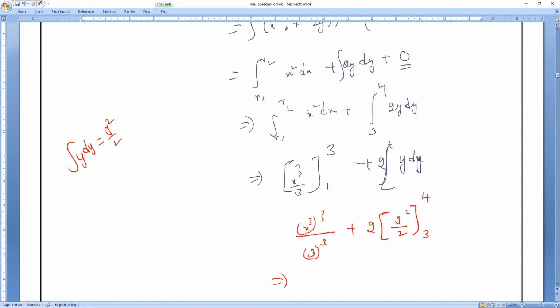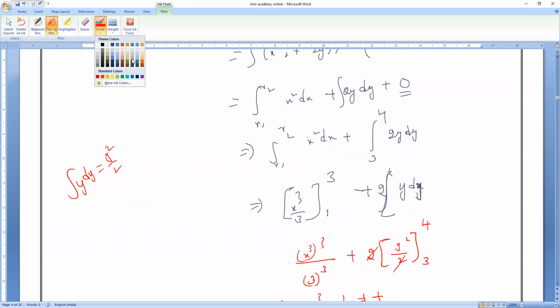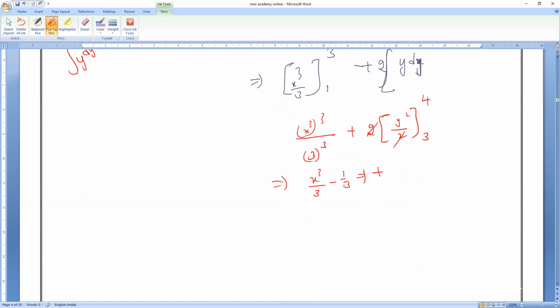So that is what you have to remember. Now, can I cancel this 2 and 2? Yes. Then you can substitute 3 value in x cube by 3 minus x value is 1 by 3. Is it clear, everybody? Can you hear me, everyone? Plus, what is the next one? Let me erase this just a minute.